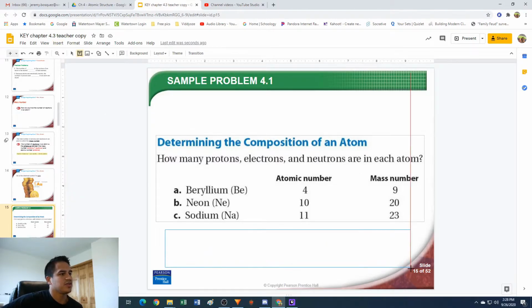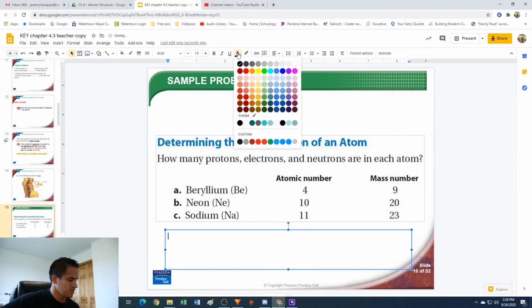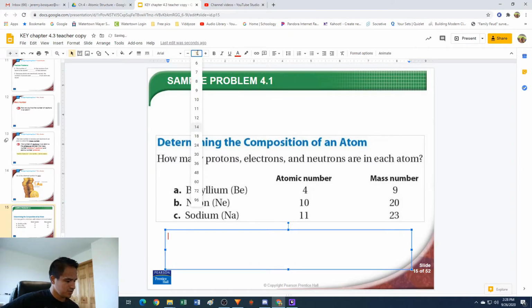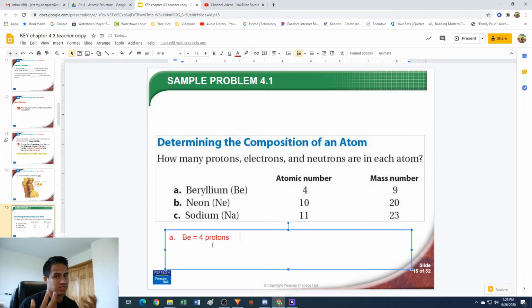All right, so again, let's insert a text box down here. We can do some typing. Let's change our font to red. Let's change our font size to 18. Okay, here we go. So beryllium, atomic number is 4. So that means that it has 4 protons, because atomic number is, by definition, number of protons. That also means it has 4 electrons, because again, as long as the atom is neutral, which I'm going to assume in this problem because they're not telling us otherwise, and we haven't learned about anything otherwise, they're going to be the same.